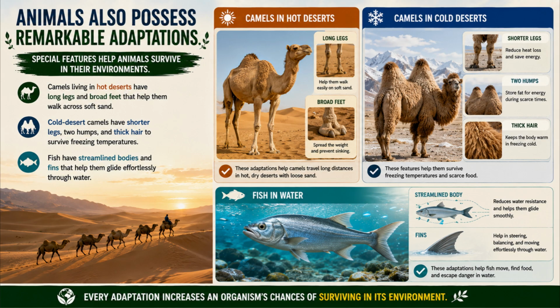Animals also possess remarkable adaptations. Camels living in hot deserts have long legs and broad feet that help them walk across soft sand. Cold desert camels have shorter legs, 2 humps, and thick hair to survive freezing temperatures. Fish have streamlined bodies and fins that help them glide effortlessly through water. Every adaptation increases an organism's chances of surviving in its environment.